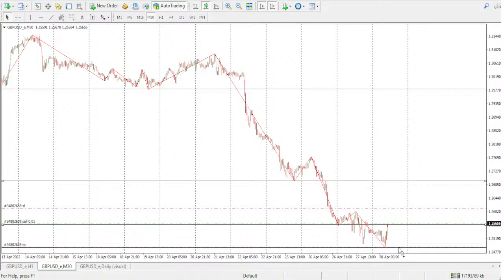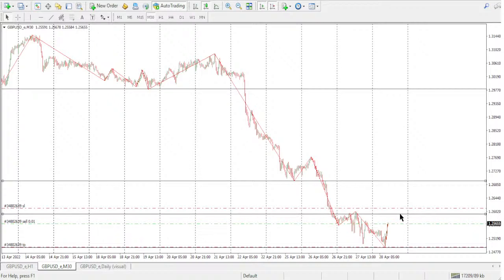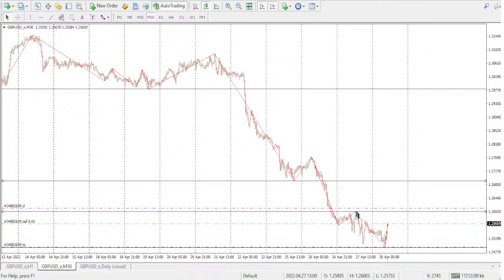But if for some reason the price breaks beyond this line, this is 1.26026, then we want to pick a buy position up to this point here. So that's my opinion on this instrument.